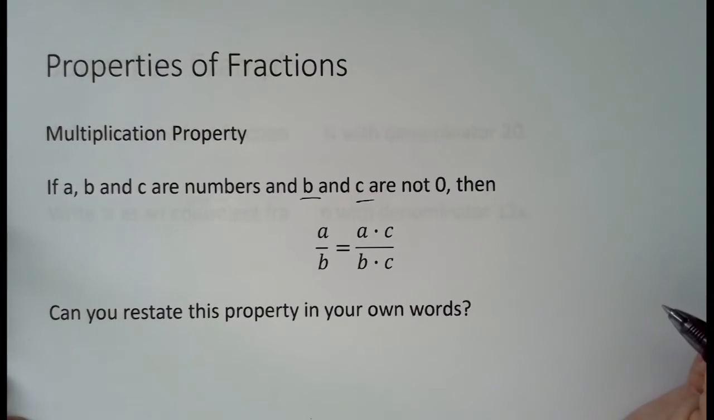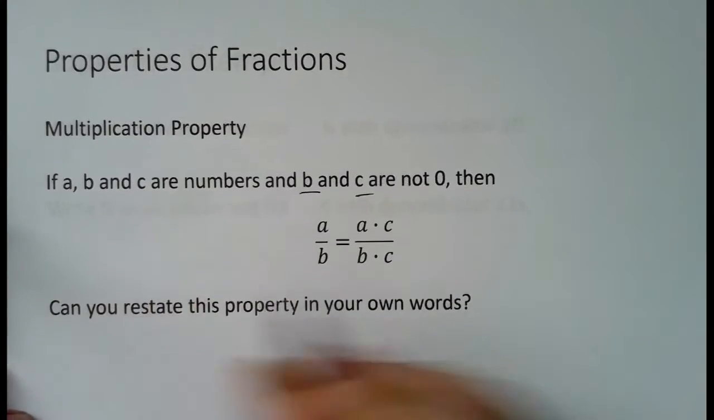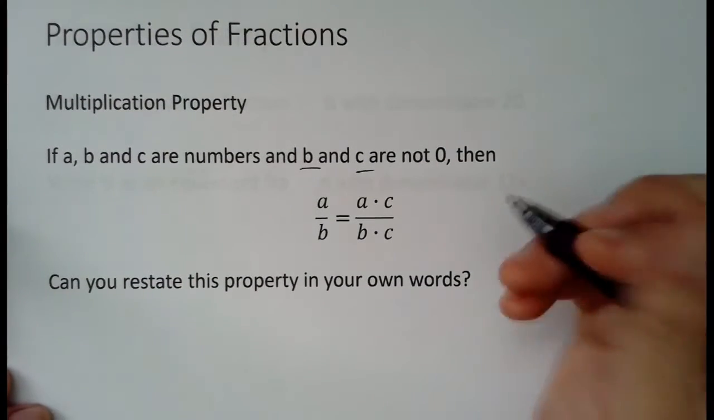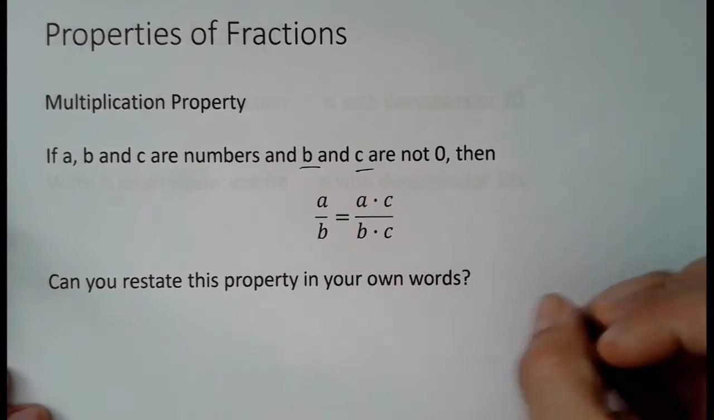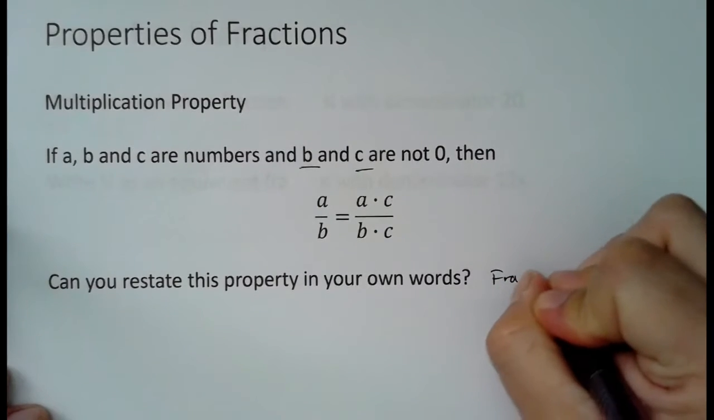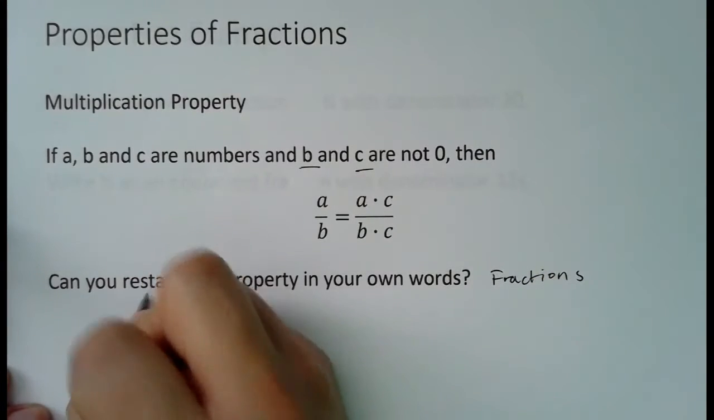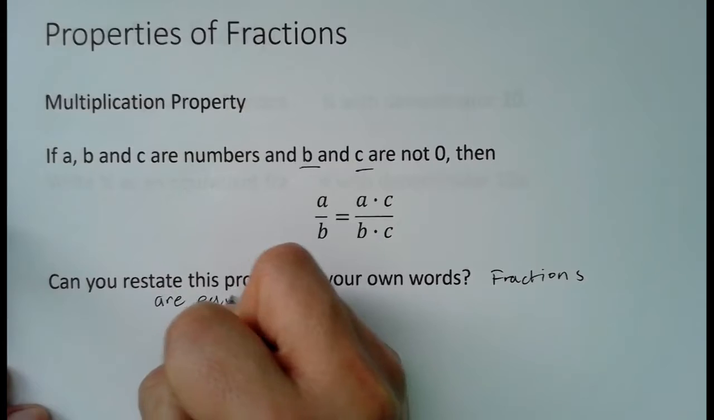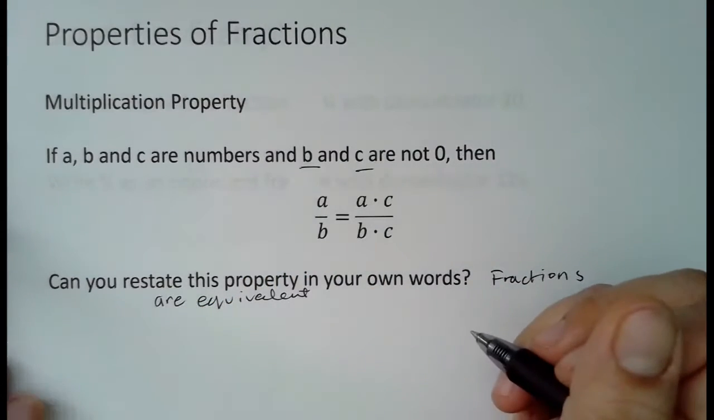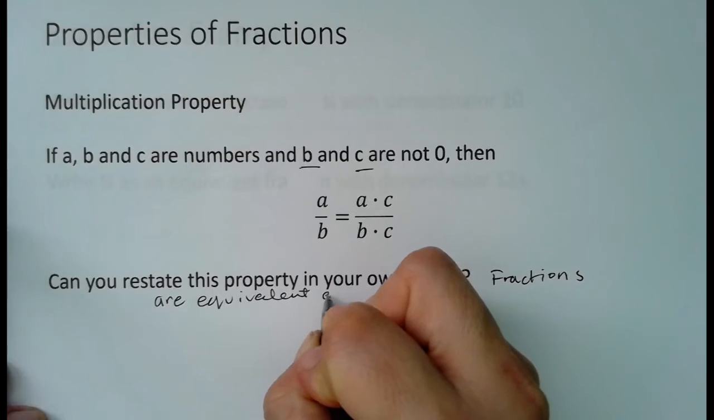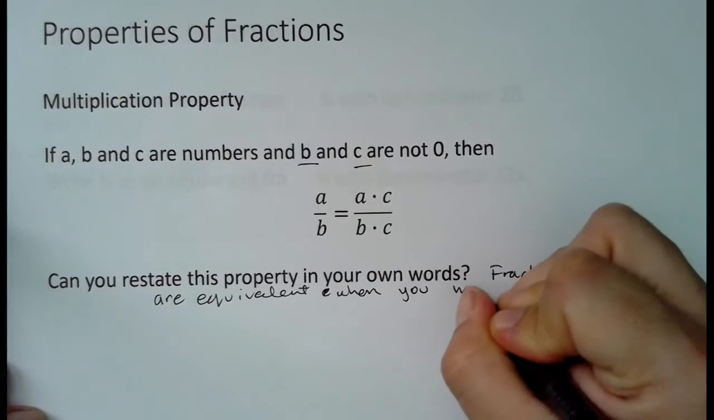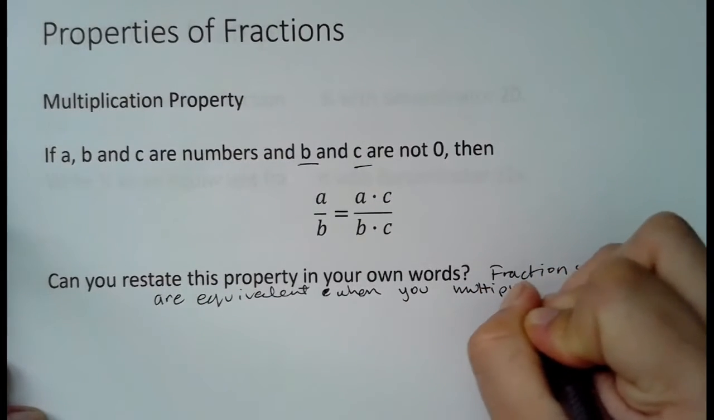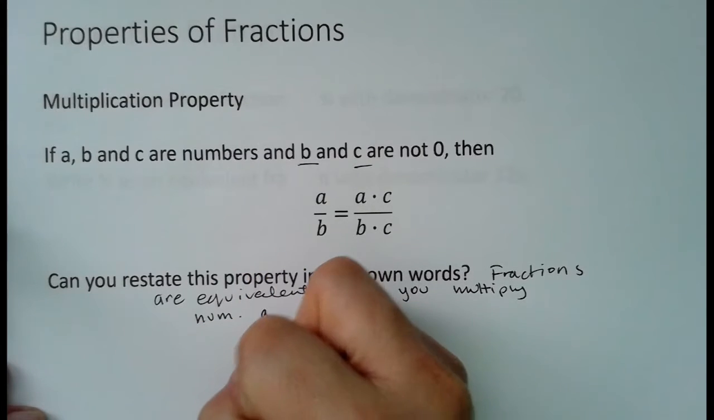So what's the property? In our own words, you guys can think of a different one, but let me just think of one right here off the cuff. So this means that fractions are equivalent, or they have the same value, when you multiply the numerator and the denominator by the same number.